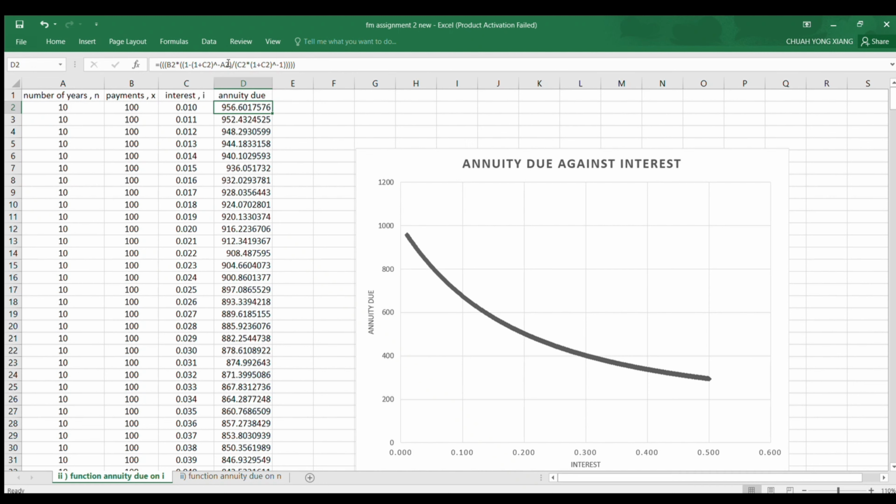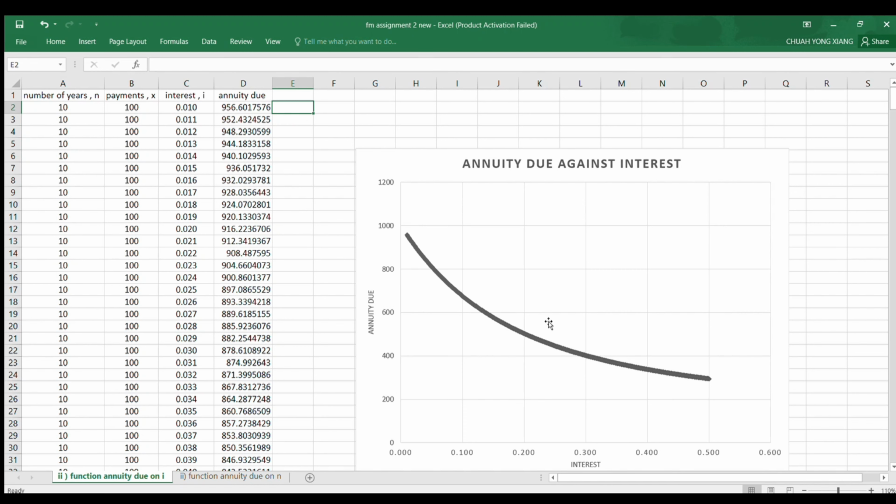Then we bracket, then we divide by d, where d is equal to i multiplied by v. Our i is the interest here, multiplied by v, which is 1 plus i to the power of negative 1, bracket. After that, we can press enter and we can get our value here. So column D here is our list of the values of annuity yield based on the different interests.